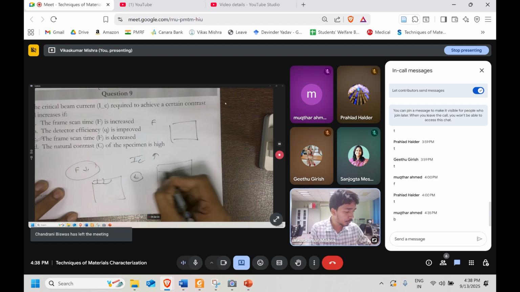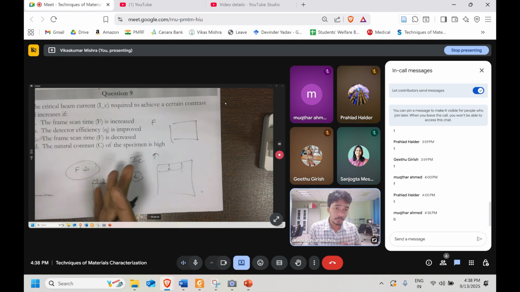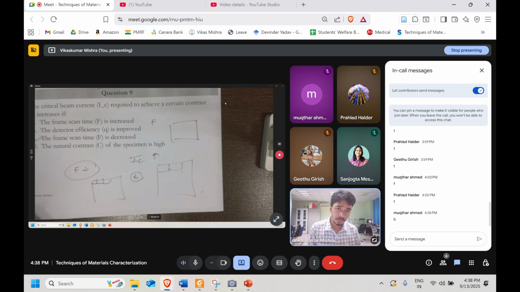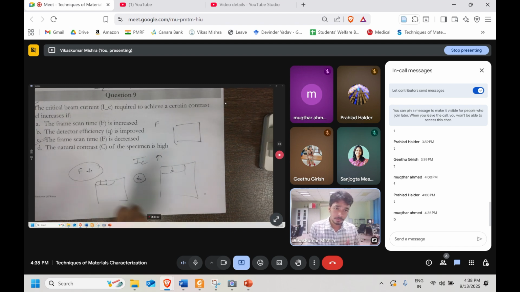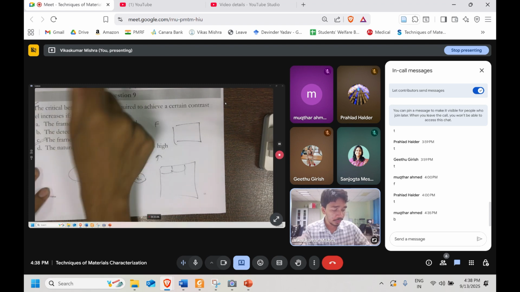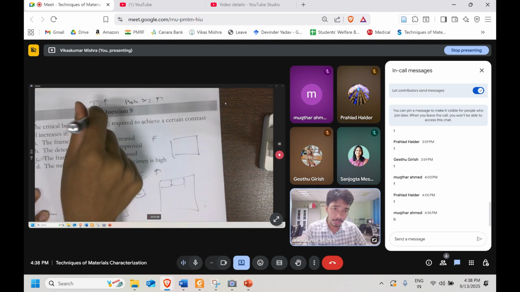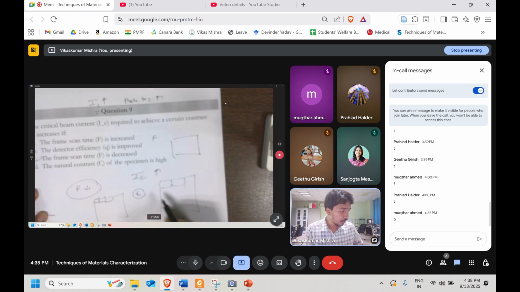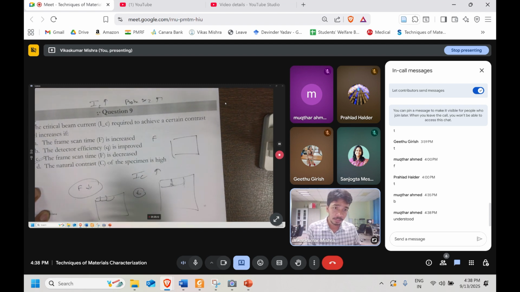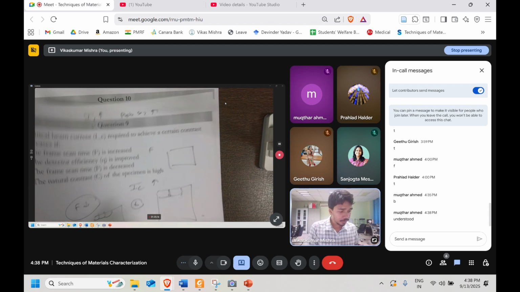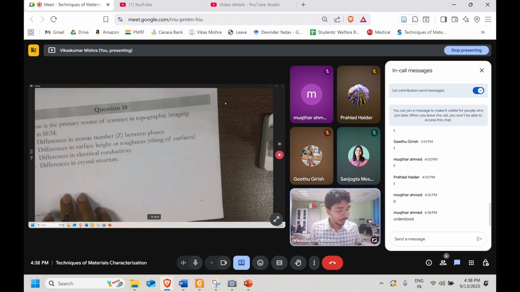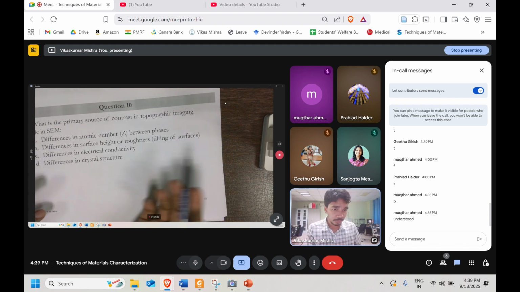While if you have the larger probe, the scan time which you will need will be low, right? Since the remaining things we are fixing, we need to balance out. If the current is increasing, the probe size is increasing. What does it mean? That each pixel size will be increasing. Right? Good. That's great. So now let's go to question number 10.